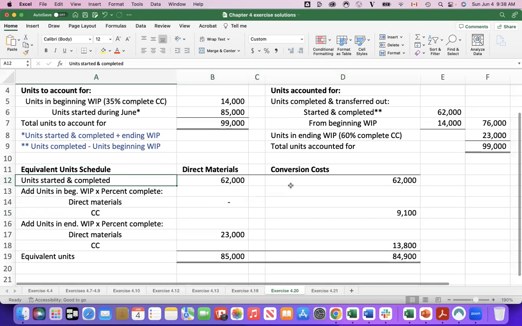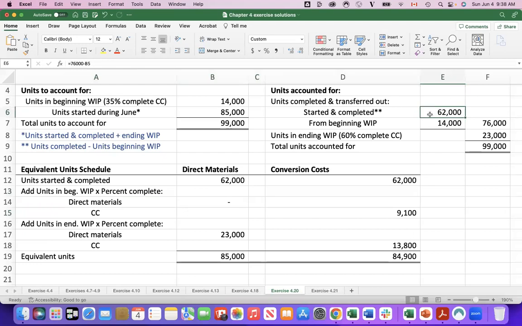So how many equivalent units do we have with respect to direct materials that were started and completed? We started and completed 62,000 actual units. Those are 100% complete with respect to direct material. That's why the equivalent units amount is also 62,000.